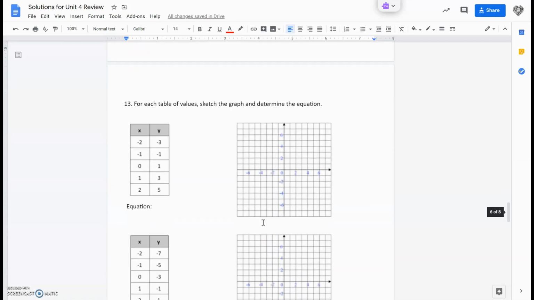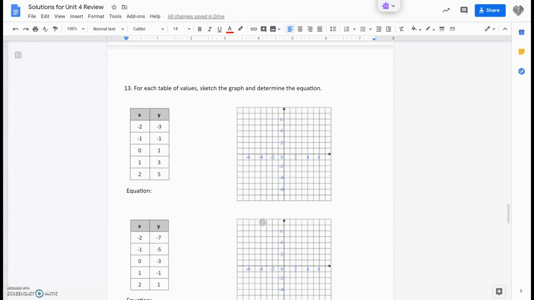And the last question we're going to look at today, there's 3 parts to it. It's number 13. So all we're going to do with these ones is we're going to graph them. So we're given a couple values. Oh, sorry, we're going to graph them and determine the equation. So we can determine the equation first because why not?